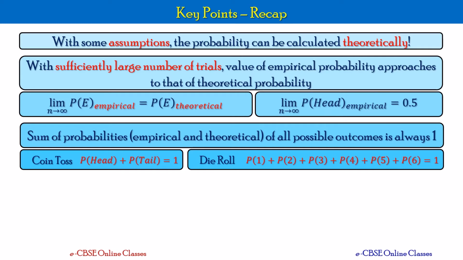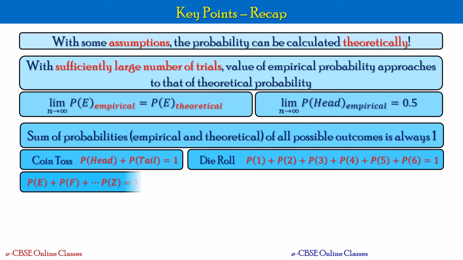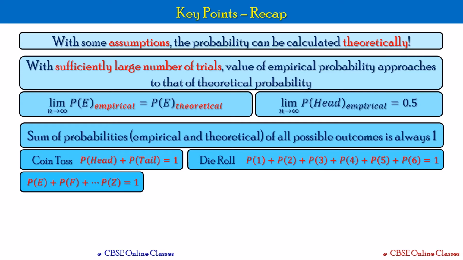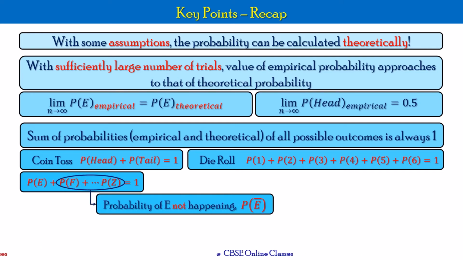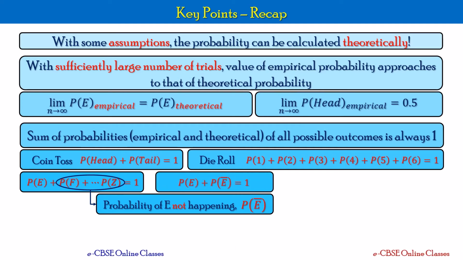Now let's extend this formula a little bit, like P of E plus P of F plus and so on, P of Z is equal to 1. So let's say your event of interest is E, P of E. The rest of the events are the event E not happening, correct? So the sum of the probability of all other events apart from E, we call that as probability of E not happening, and we denote that as P of E bar. So the equation becomes P of E plus P of E bar is equal to 1.